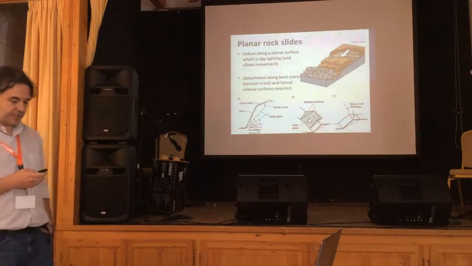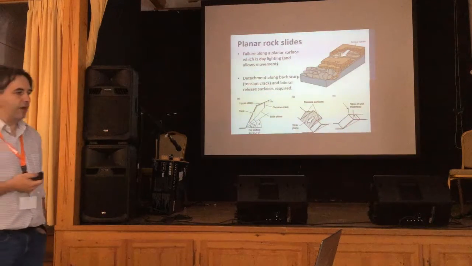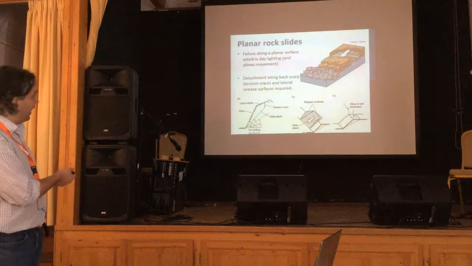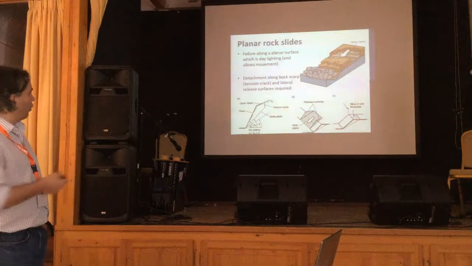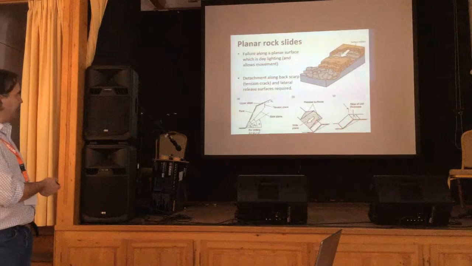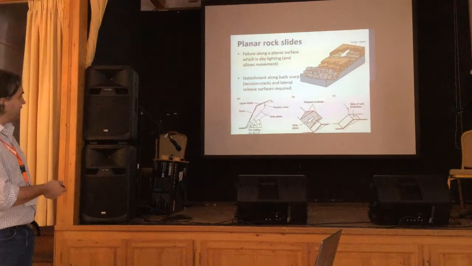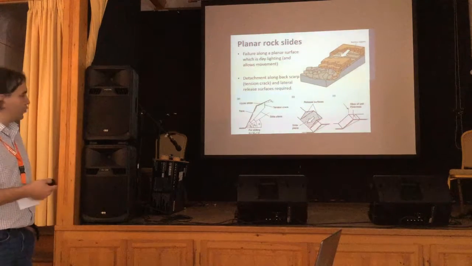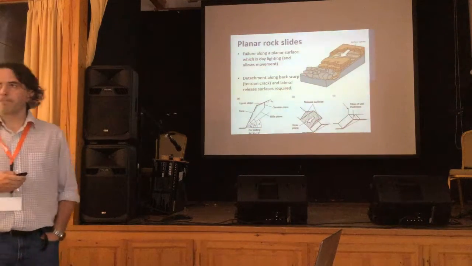The next type is planar slides, which are slides of rocks along some sort of planar surface. We can see here we've got an inclined surface, we've got some rocks, and they've essentially slid along that inclined surface. There are some conditions you need. You need to have what are termed release surfaces on the sides. You need to have a tension crack at the back, and the conditions there to allow the block to move freely under the influence of gravity.